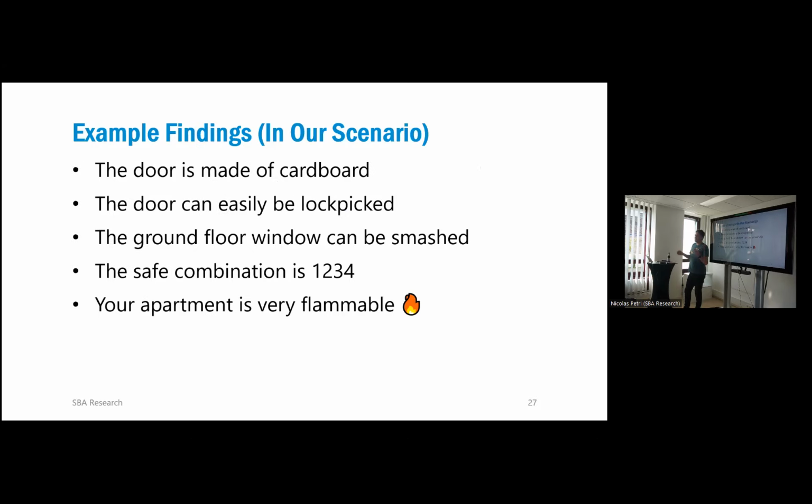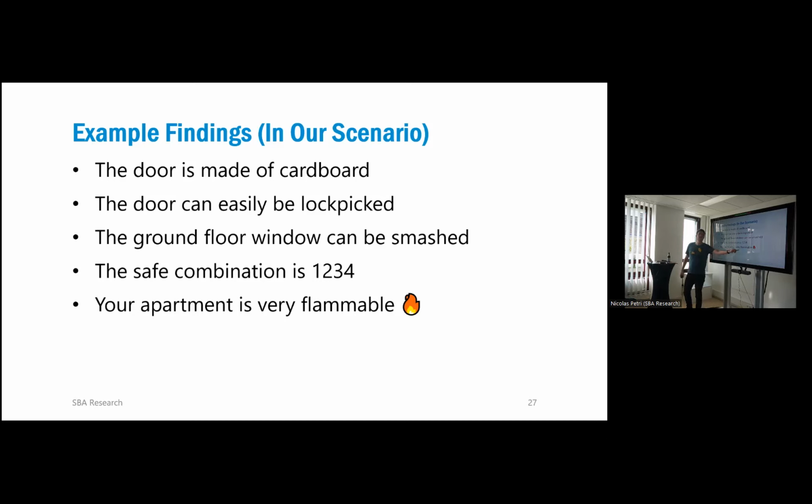I made up some example findings for our scenario. It's all fun, I had some fun making those up. The door is made of cardboard, of course. This is maybe something we could have also guessed, but maybe the penetration test found that the material of the door is not very good. I already spoiled this a little bit. The door can be easily lockpicked, which is also something that a locksmith might find out. Ground floor window, we actually had this also as an example, can be easily smashed. Safe combination is 1, 2, 3.